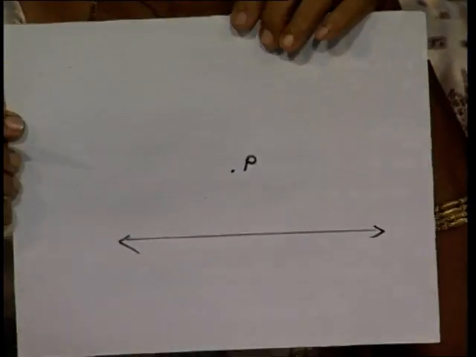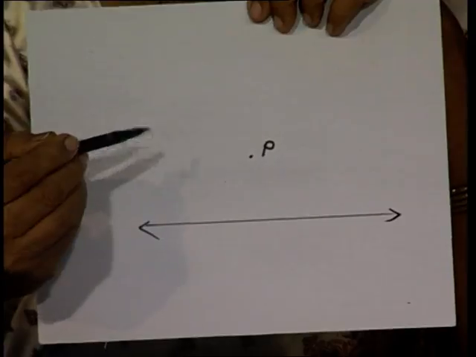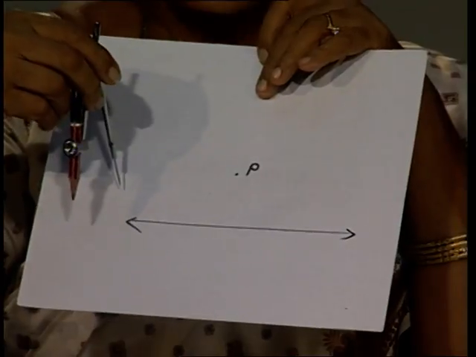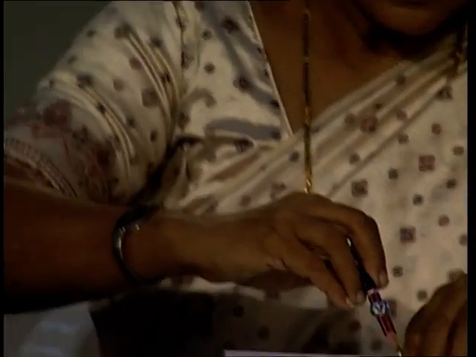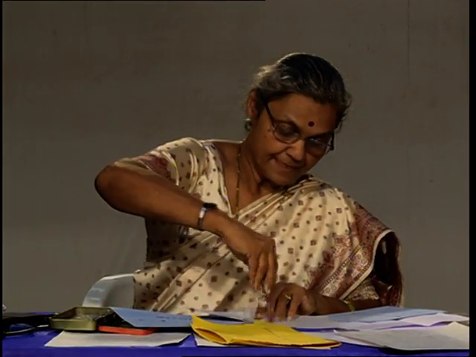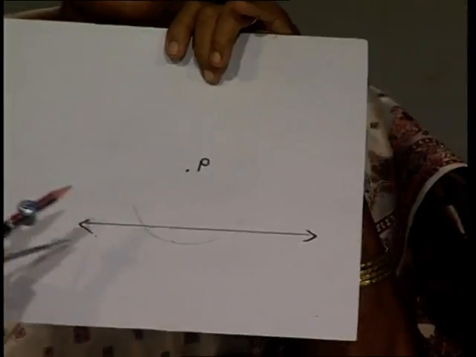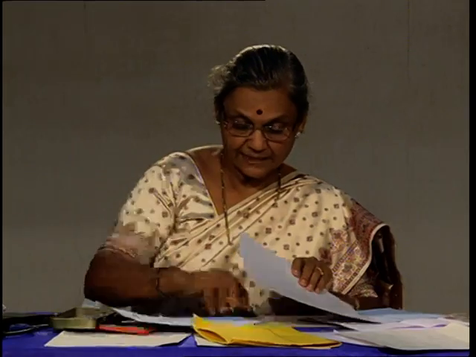A line is drawn, point P is outside the line, then you can use a compass. With the help of the compass, we have to construct a perpendicular passing through point P to the line L. Then put the compass point on this P and draw an arc intersecting the given line. P is a given point, we can construct this arc. And then after constructing this, we get two intersecting points.